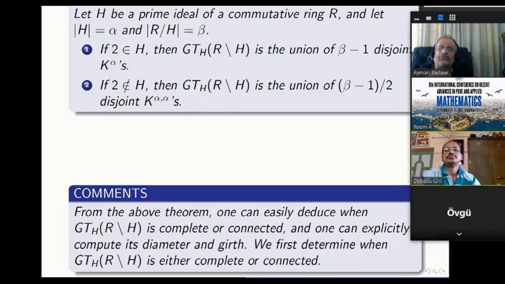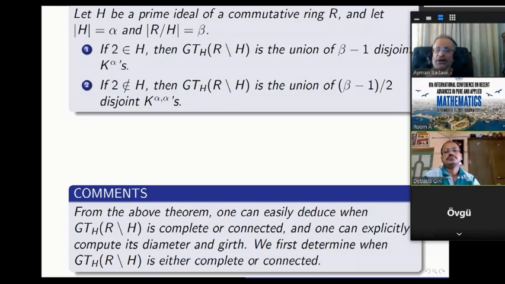So that means if your H is prime and you take the subgraph of the generalized total graph whose vertices are all elements of R except the elements in H, then we know exactly how the graph looks: just disjoint components, and each component is a complete graph. What about if 2 is in H?